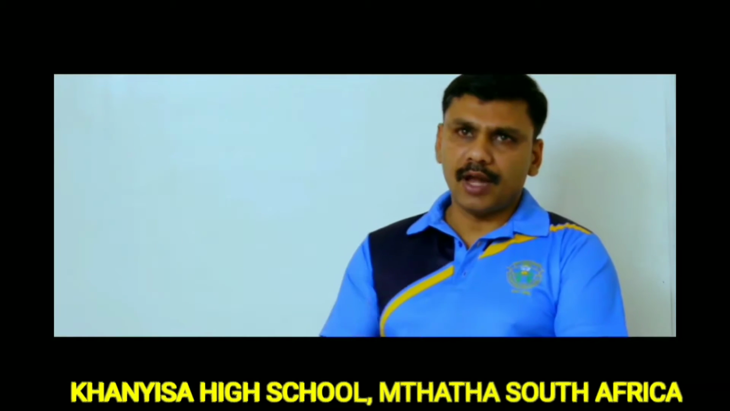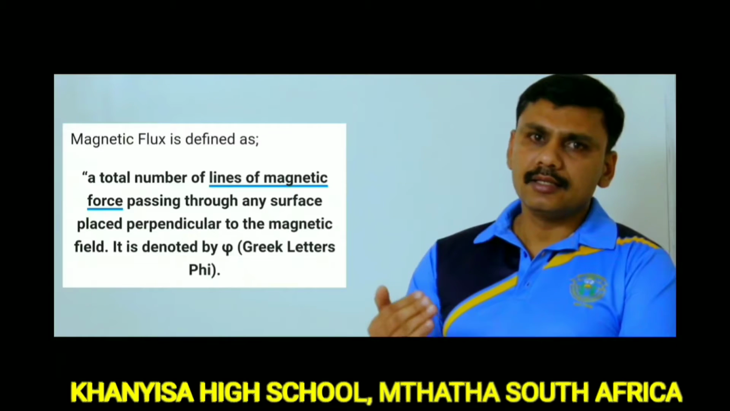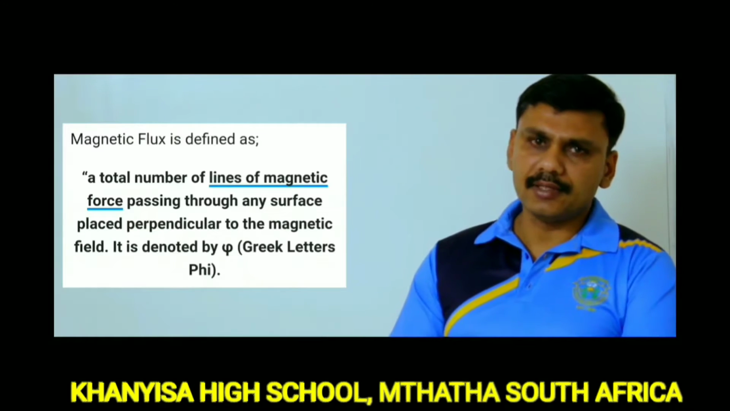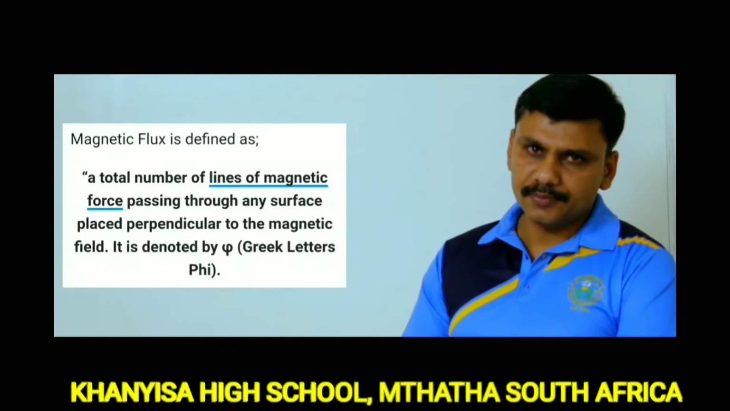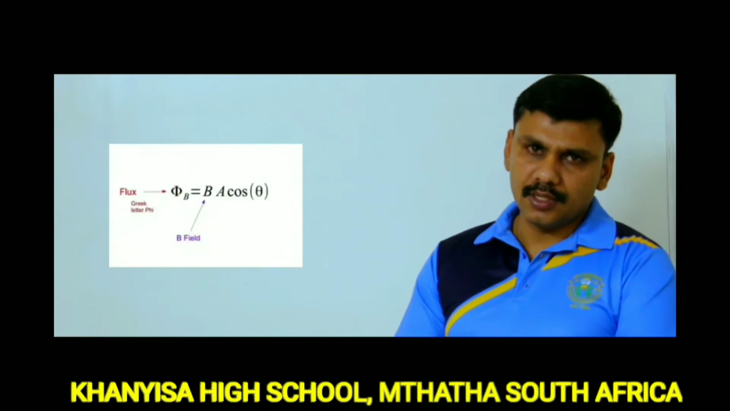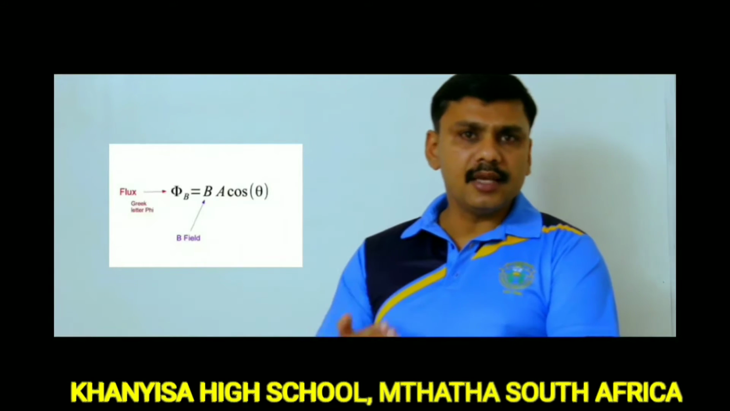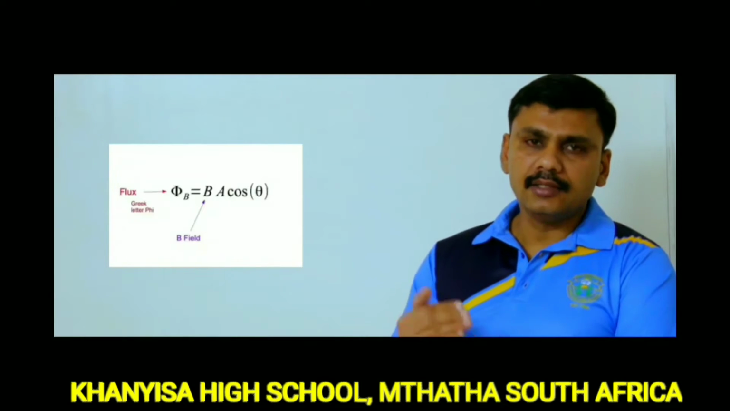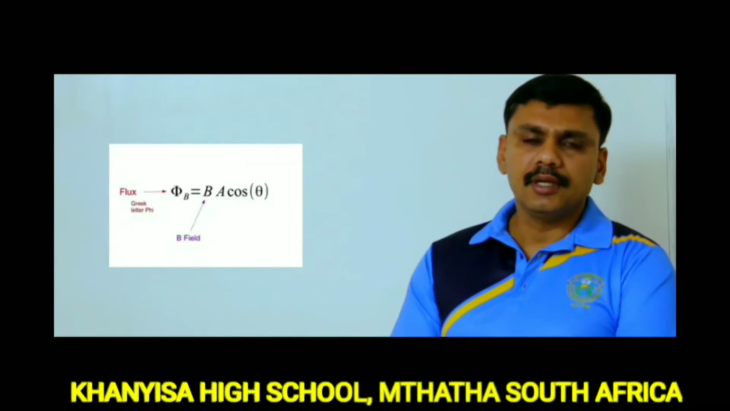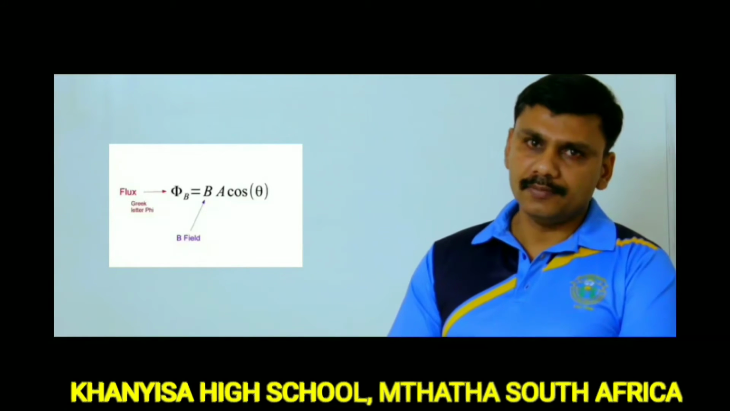What do you mean by magnetic flux? Magnetic flux is represented by the symbol phi, equal to BA cos theta. B is the magnetic field. A is the area of the loop or a coil. And theta is the angle between the magnetic field and the normal of the coil.